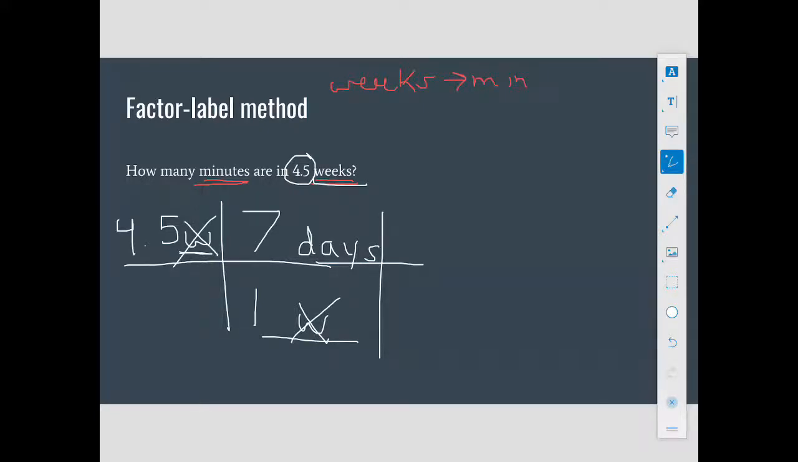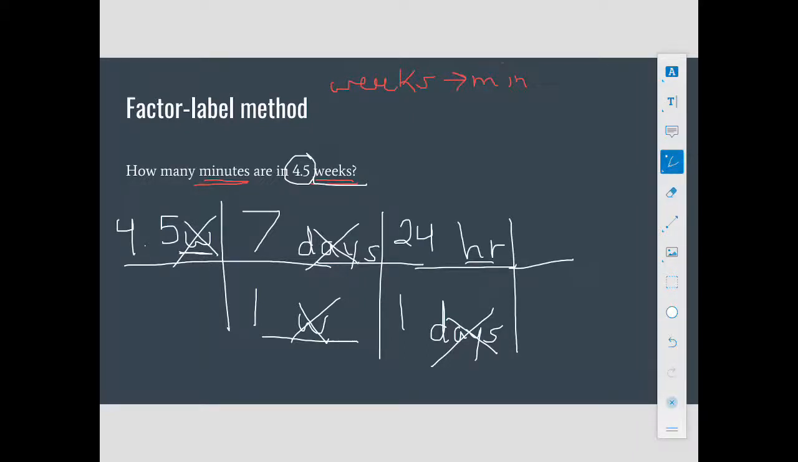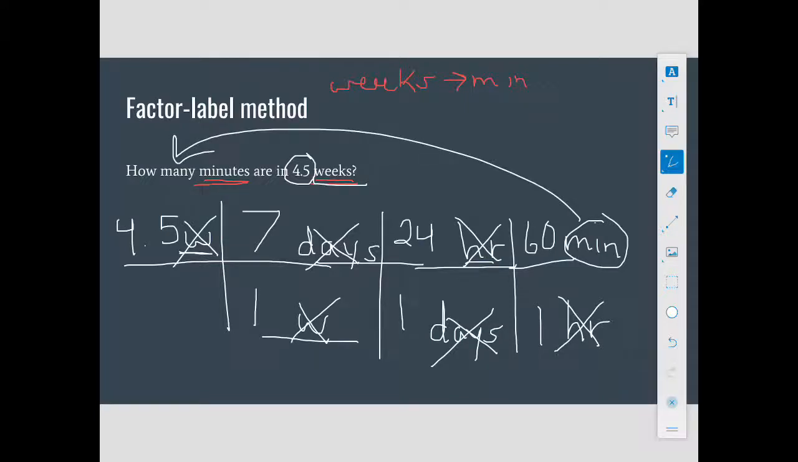Well, days isn't what the problem wants, but I do know how many hours are in one day. So days is going to go on the bottom, and hours are going to go on the top. There are 24 hours for every 1 day. Days goes away, and now I'm left with hours. Hours is still not where I need to be, so hours will go on the bottom and minutes will go on the top. For every 1 hour, I know that there are 60 minutes. Hours goes away, and I am left with minutes, the unit that the problem asked me to get.